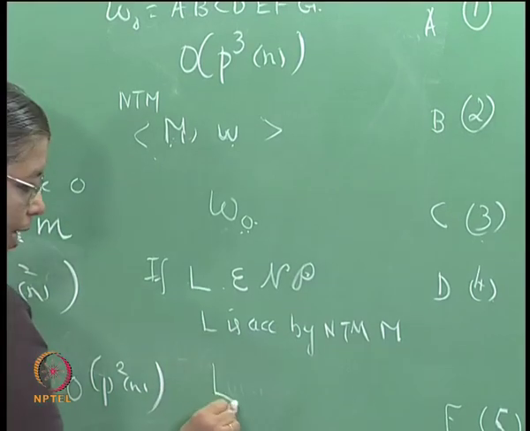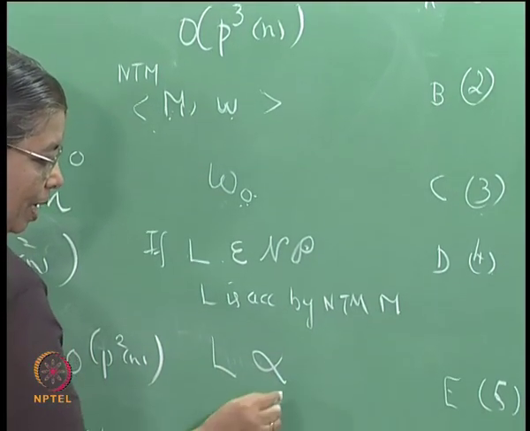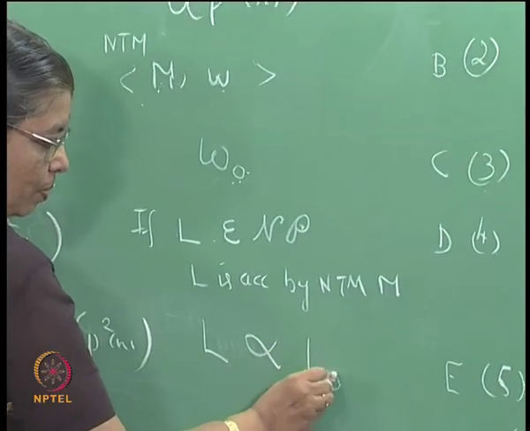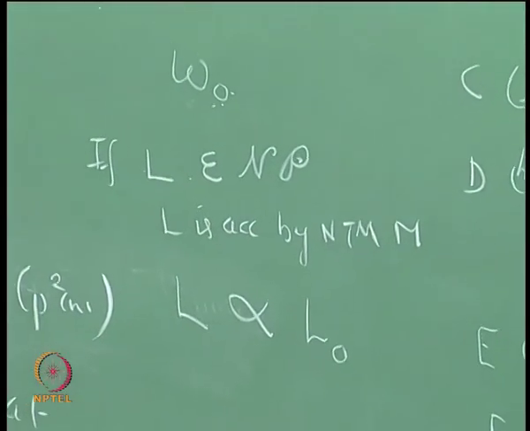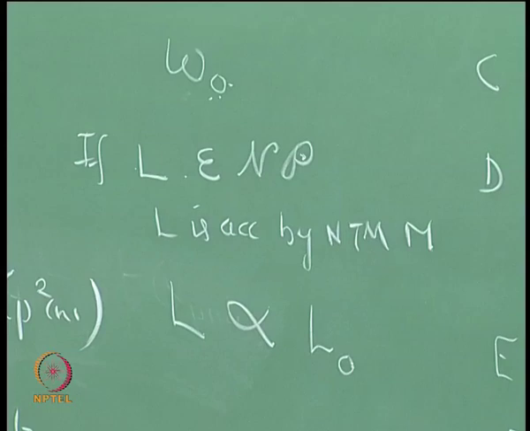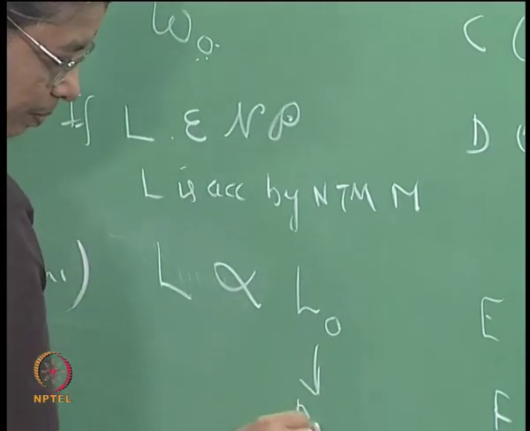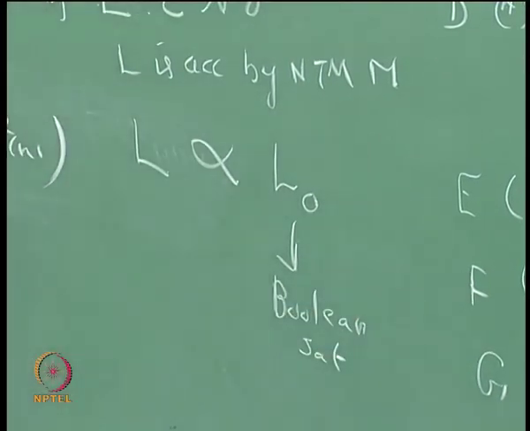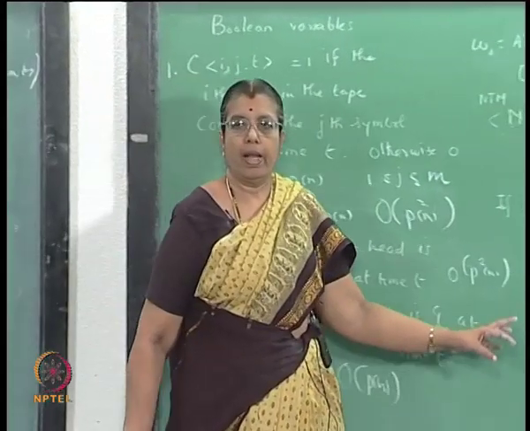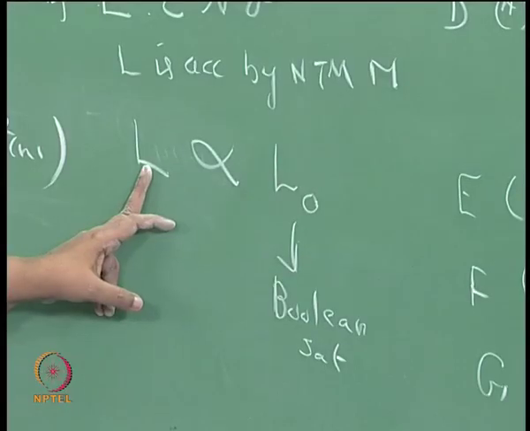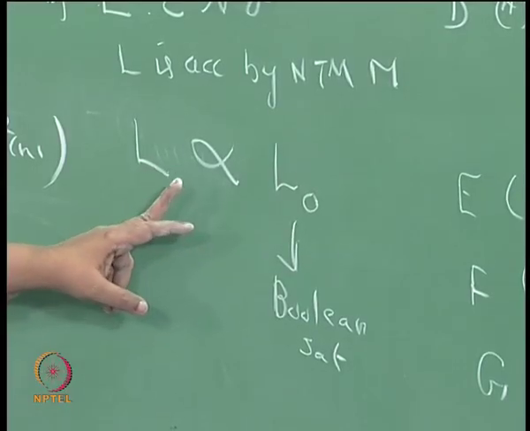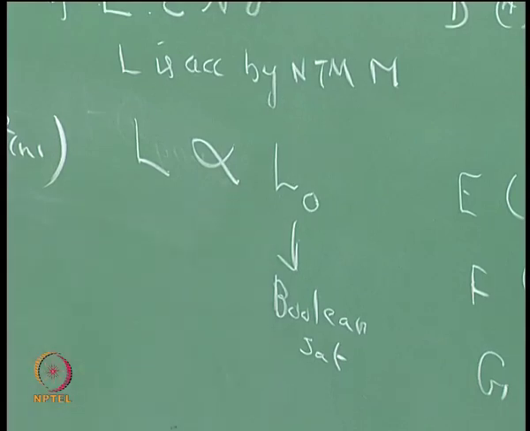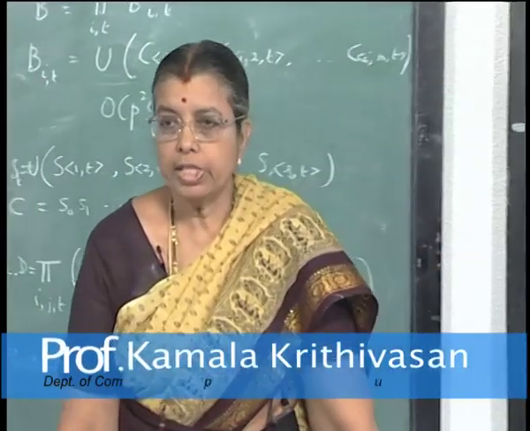That is, L is polynomial time reducible to L naught. L naught is the Boolean satisfiability problem. Any language L in NP can be transformed in polynomial time to L naught. Okay. So, this shows that Boolean satisfiability is NP complete.